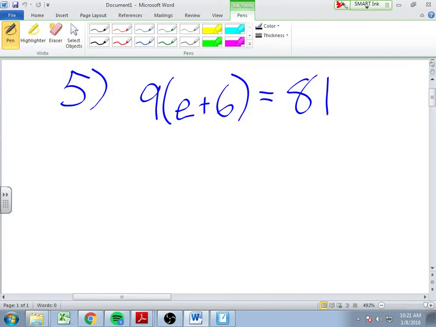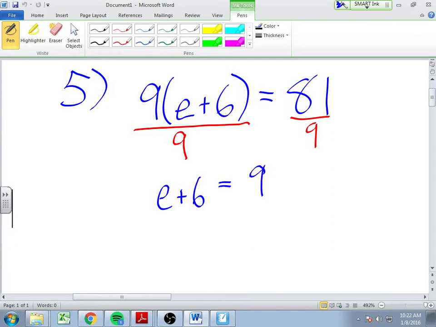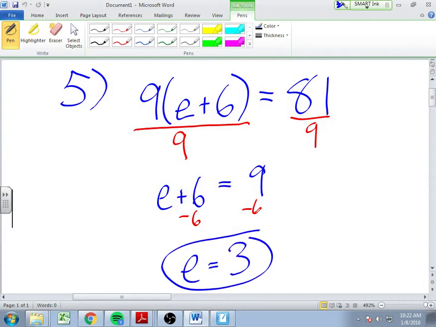Yeah, because really, guys, when you're dividing the entire left side by 9, because the entire thing was multiplied by 9, it does not affect the e plus 6. The 9s just cancel. That's why we can do that, and it doesn't affect anything else. So now it just becomes e plus 6 equals 9. And then what's the only thing left to do? Subtract 6. That's way easier than distributing. And we get e equals 3.